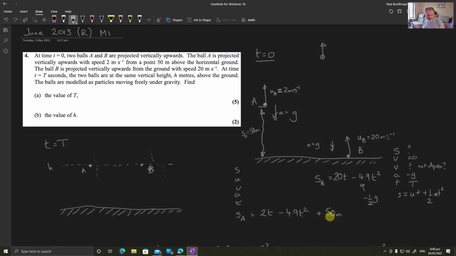s, again, is something we want to know. u is 2 metres per second. v, no idea. a is minus g, and t is the time. Okay. So now, hopefully that's cleared it up.